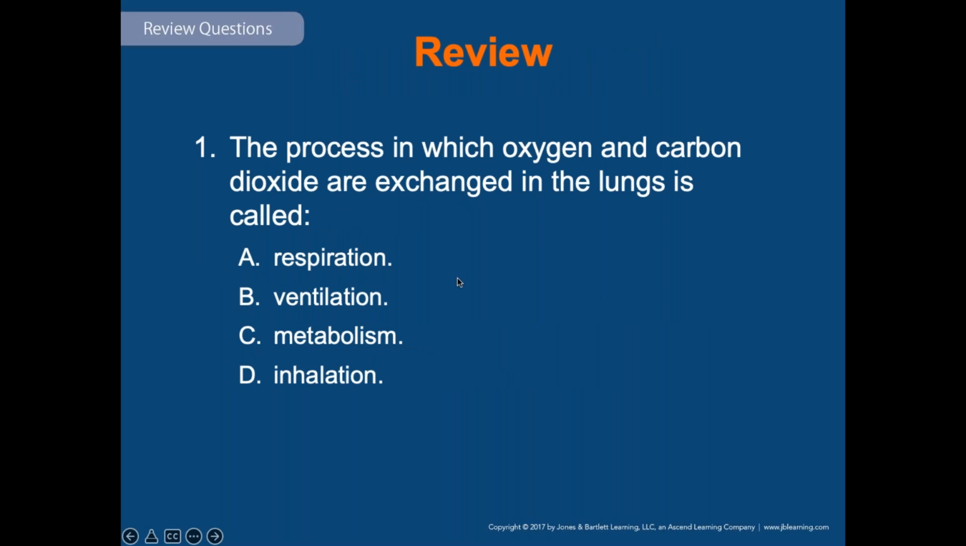All right, so let's go over some review. We'll take 10 minutes, and then we'll come back with cardiac. So the process in which oxygen and carbon dioxide are exchanged in the lungs is called what?